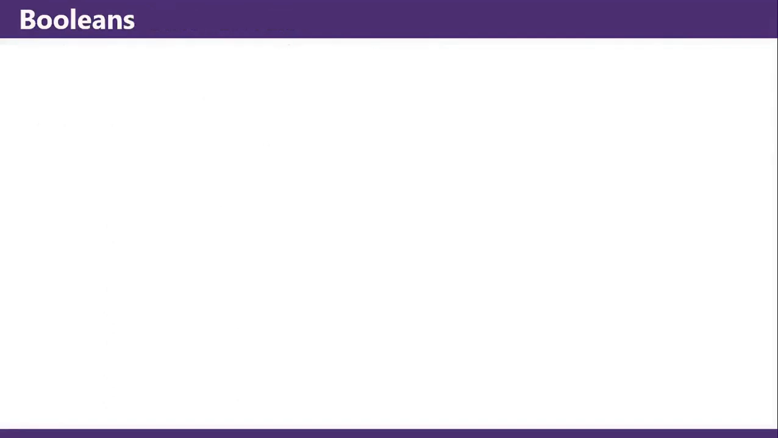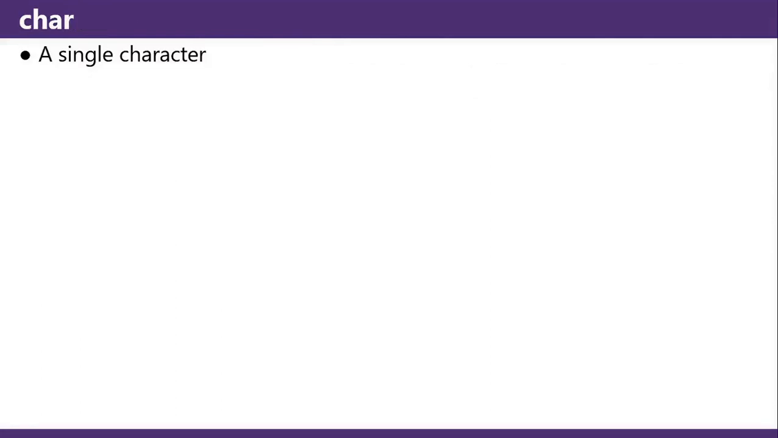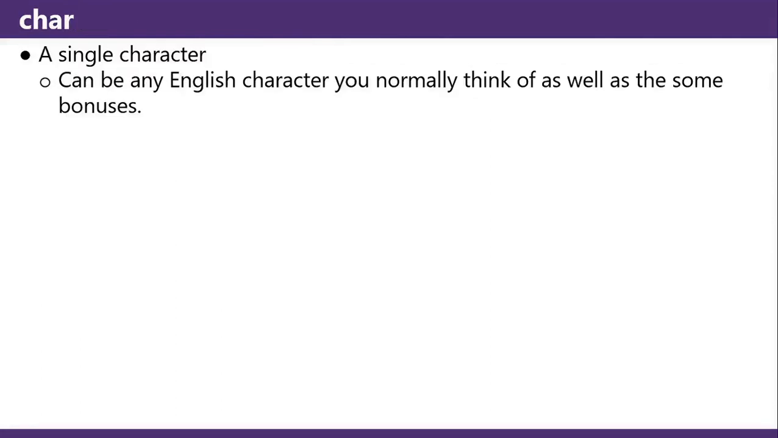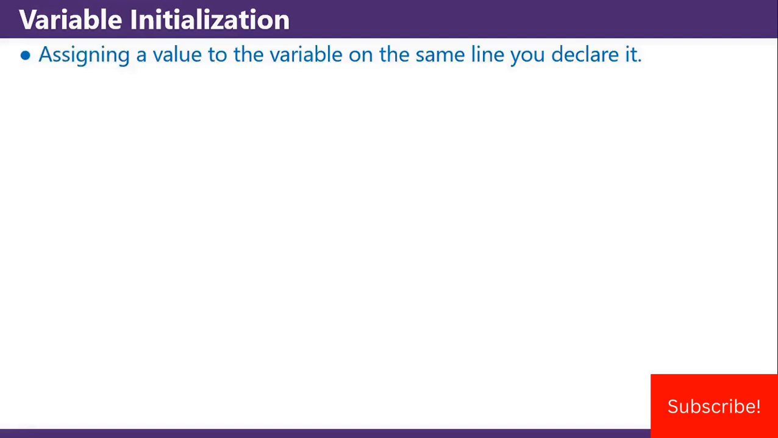Booleans may only hold true or false, and cannot have their values copied to any other types. Char, a single character, can be any English character you normally think of as well as some bonuses, and is enclosed in single quotation marks. Variable initialization: assign a value to the variable on the same line you declare it.